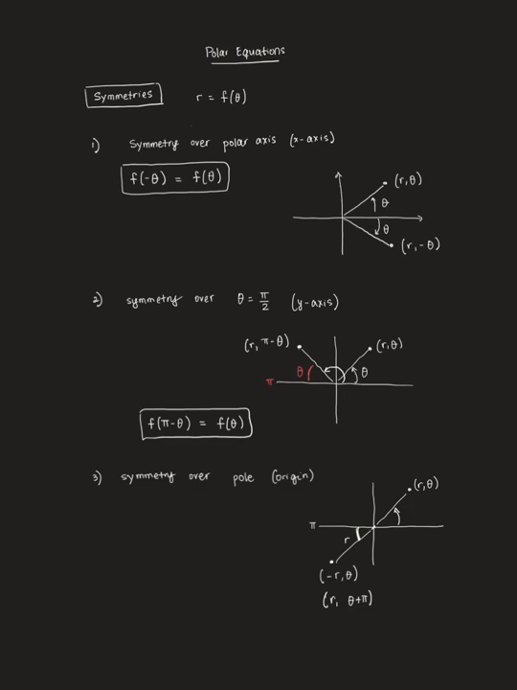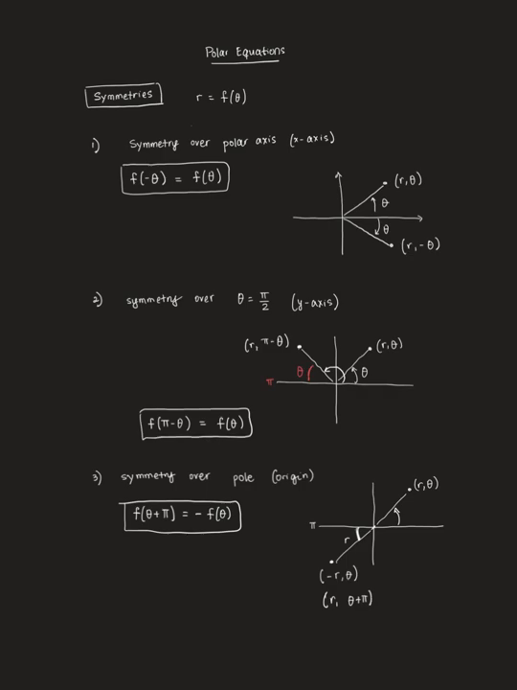So how do we test this? Well, we say that f of theta plus pi is the negative of f of theta, right? They're negatives of one another. So these are the three tests that we can use to determine symmetry.